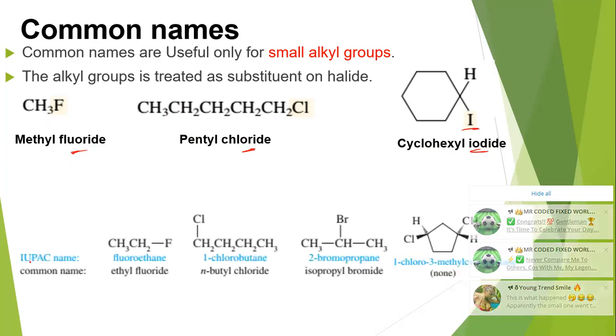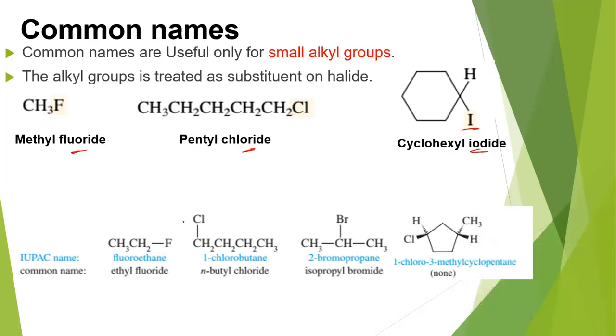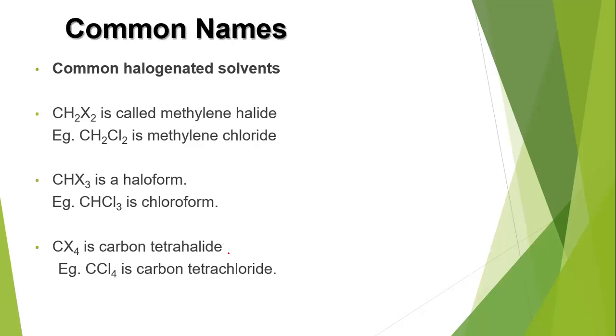Good. Now, other common names. So ethyl fluoride and butyl chloride, isopropyl bromide. These are all common names that we can keep. More common names for solvents. Now, we are saying that CH2X2 is called methylene halide. Makes sense because this CH2 group is called a methylene group. CH2 is called a methylene group. So if you have CH2Cl2, then I have methylene chloride, right?